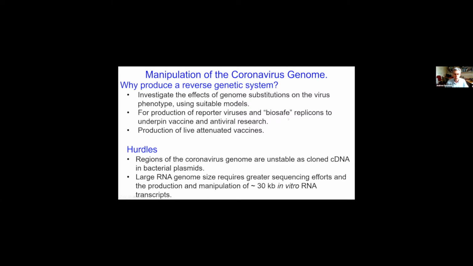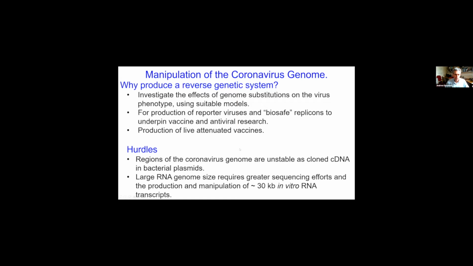Another one that maybe is less well understood by some people is production of, well, certainly reporter viruses, but what are known as replicon systems, where we disable the virus but allow it to replicate components of it in cells. So it's very useful for instance, antiviral research. And of course, production of live attenuated vaccines, which we haven't really seen so much with SARS-CoV-2, but has been certainly a very well-studied theme with animal and avian coronaviruses over the years.